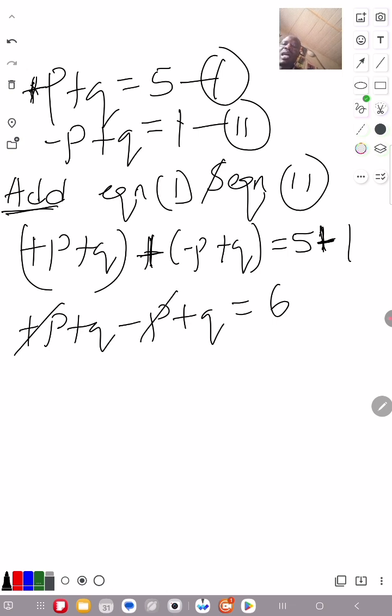So in that case, I've eliminated p. So q plus q gives me 2q is equals to 6. So my q will now be equals to 6 divided by 2, which is equals to 3. It's as simple as that.